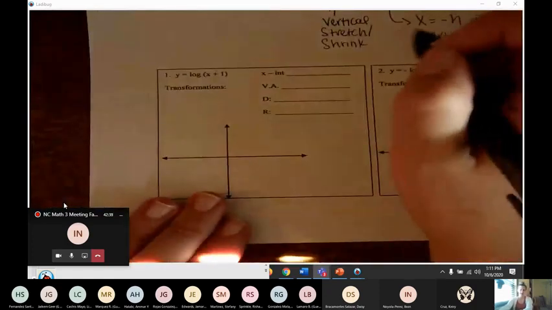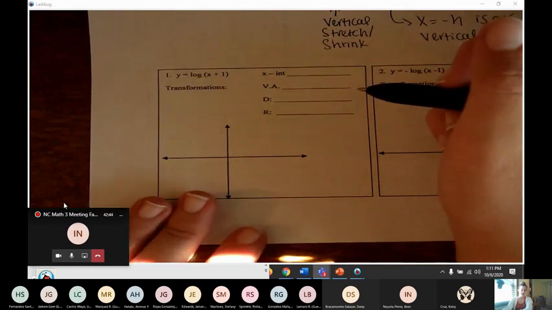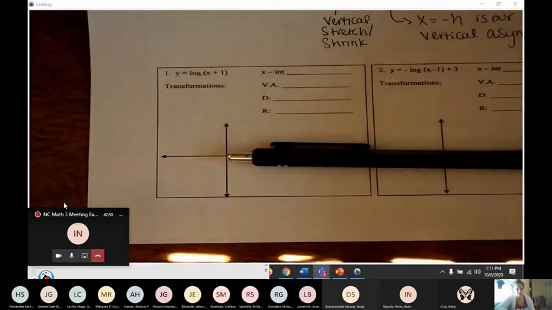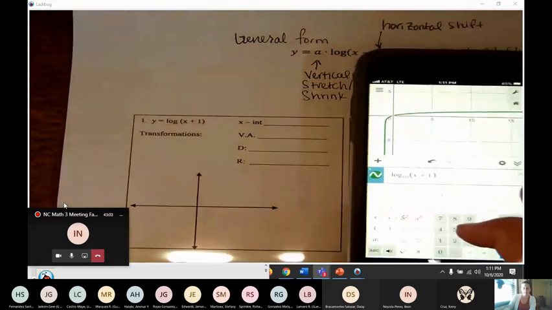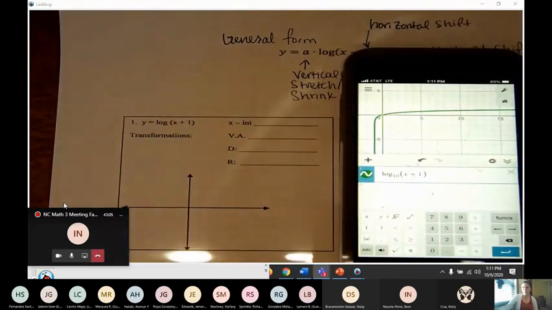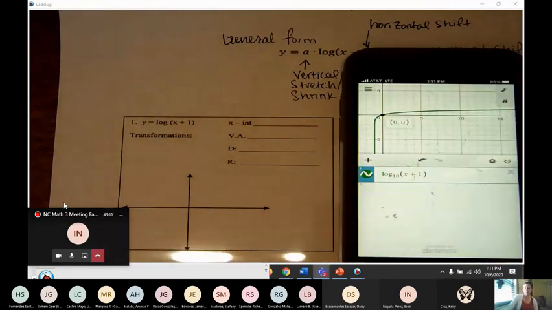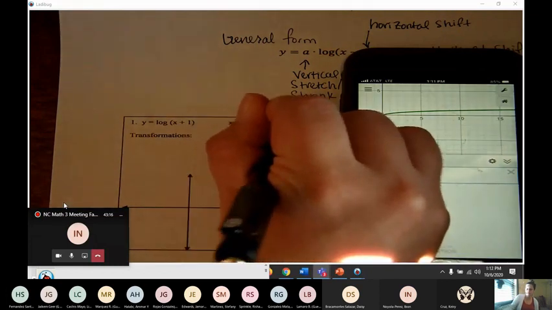Okay, so first I have to find the x-intercept. That's going to be where our function crosses the x-axis. So all I have to do is graph my function on Desmos. So let me go ahead and type that out, and then I'll put it on the screen for you guys to see. So this is the function that we're given right here. And we have our x-intercept right here at 0, 0. Okay, so our x-intercept is going to be at the point 0, 0.